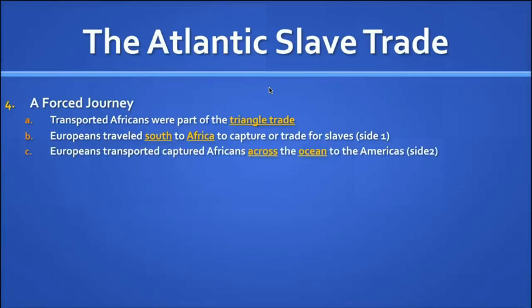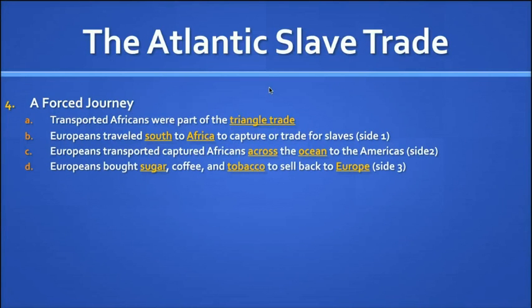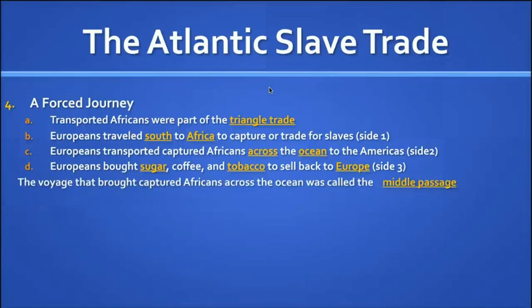Then the next part of your voyage is Europeans transported captured Africans across the ocean to the Americas. That becomes side two of your triangle. And it's there you unloaded your Africans, you auctioned them off, you sold them, and made a lot of money in the process. You would then buy more goods there in the Americas, and of course then part three, after you loaded up on buying sugar and coffee and tobacco, you would sail back to Europe and sell those goods back home. So you can make a lot of money in the Atlantic slave trade.